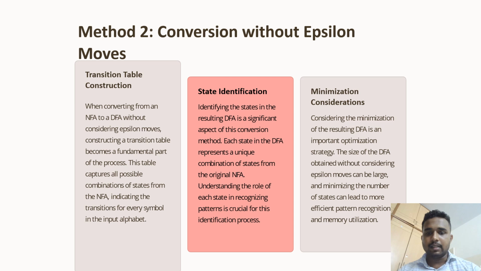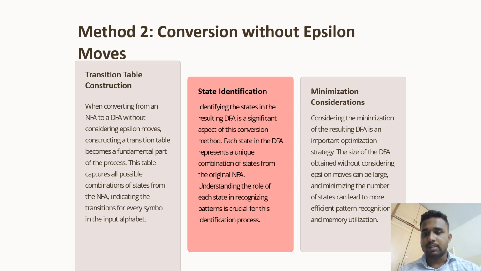State identification. Identifying the states in the resulting DFA is a significant aspect of the conversion method. Each state in the DFA represents a unique combination of the states from the original NFA. Understanding the role of each state in recognizing patterns is crucial for this identification process.